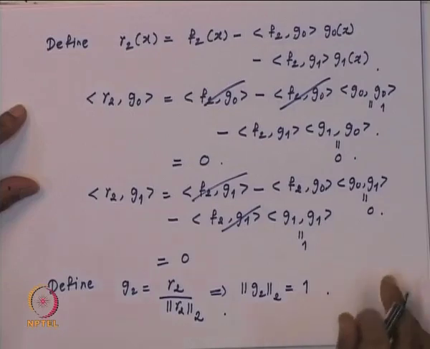So, this is a procedure for constructing G0, G1, G2, three orthonormal functions which we have obtained from the functions 1, x, x square. This was the general procedure. Now, let us look at the interval to be minus 1 to 1, and find explicit expressions for G0, G1, G2.